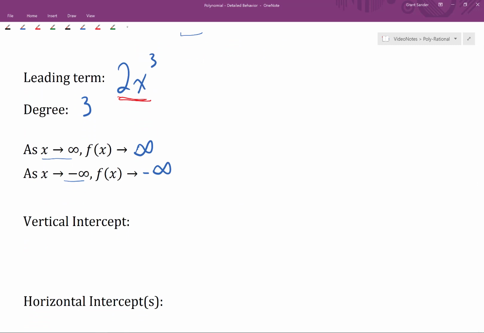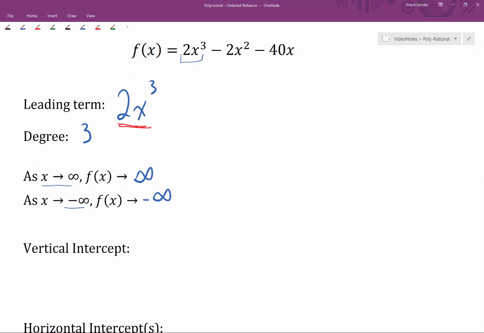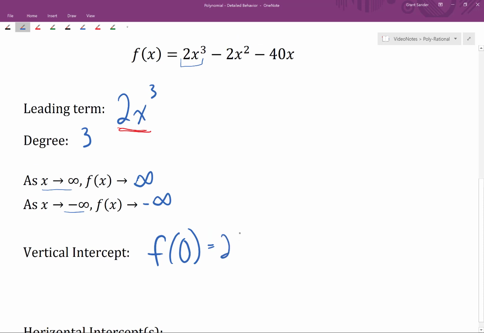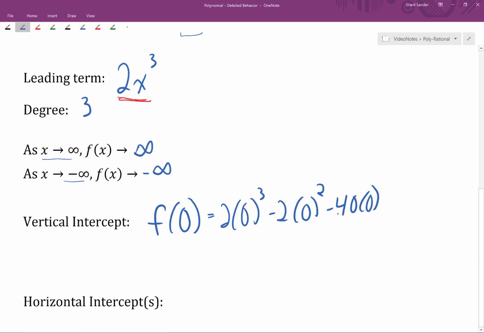Okay, so a vertical intercept for a polynomial function is really just the output value when the input value is 0. It's like a y value when x equals 0. So if we want to know the vertical intercepts, we can just evaluate the function at x equals 0, which gives us 2 times 0³ minus 2 times 0² minus 40 times 0. Since each one of those terms we're multiplying by 0, that ends up just being equal to 0. So in this case, our vertical intercept is 0.